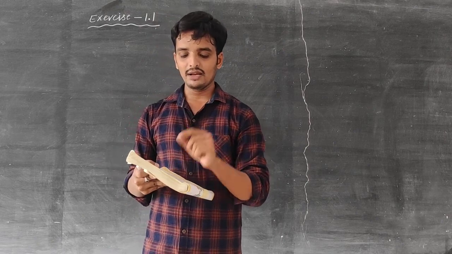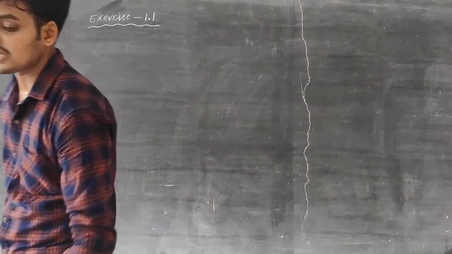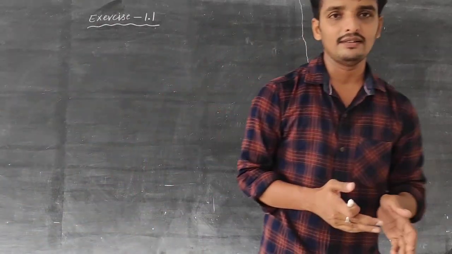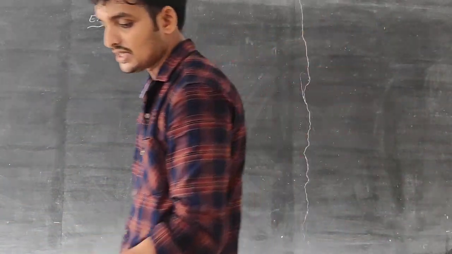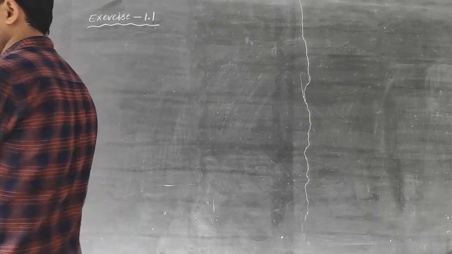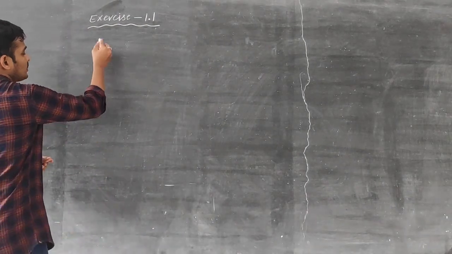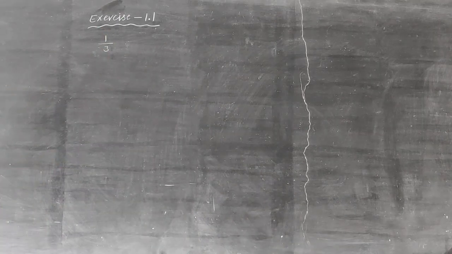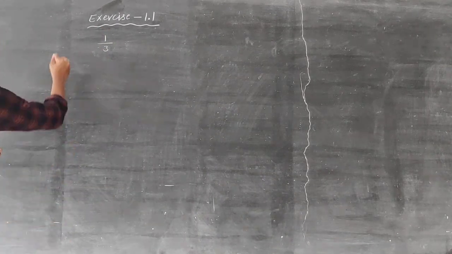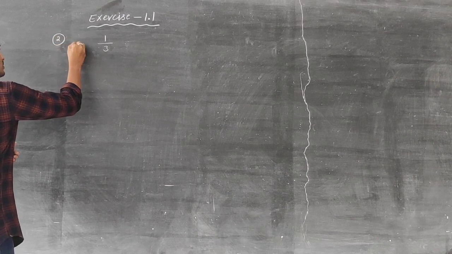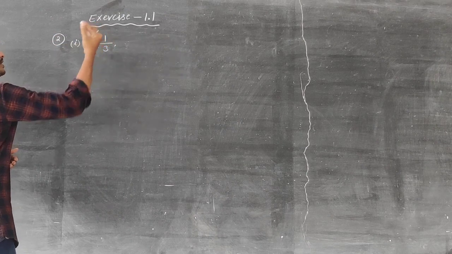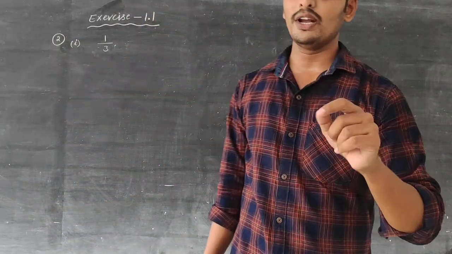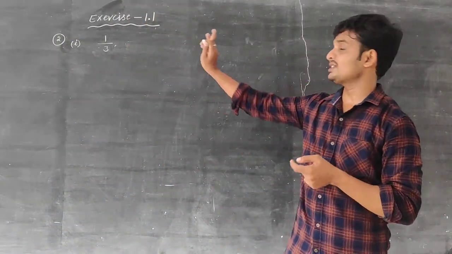A number which is a rational number, but it is not an integer. For example, we can write 1 by 3. 1 by 3 is the answer for the second Roman, first question. 1 by 3 is a rational number. It is in the form of p by q, where q is not equal to 0. But it is not an integer.